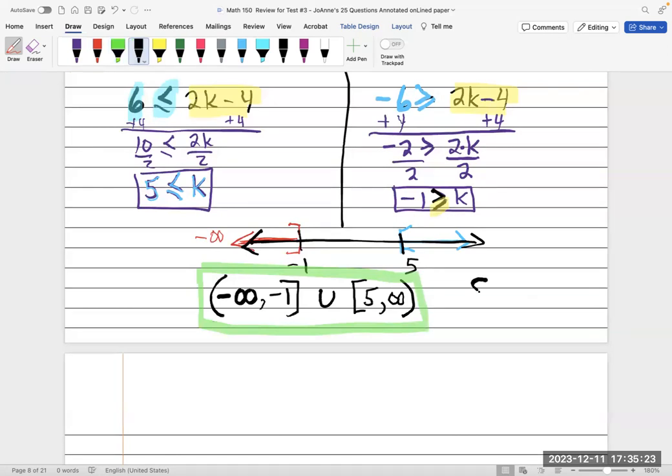If I needed set builder, it would be the set of all k such that, and then I would write it as k less than or equal to negative 1, or k greater than or equal to 5. Put your other squiggle, and then that would be your set builder.